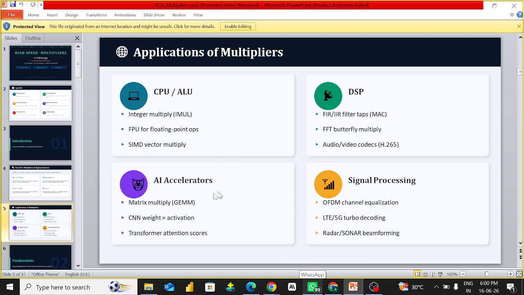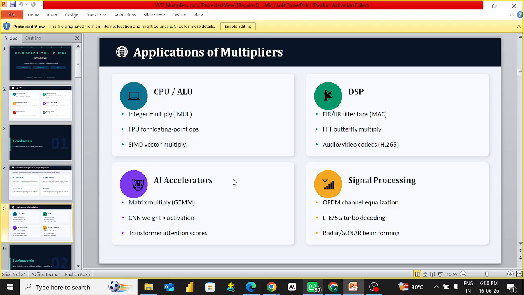So just a question: which field uses the highest number of multipliers today? Do you guys have any idea on this topic? So the answer is AI accelerators. AI accelerators is the field where you are going to use the highest number of multipliers. I'm not going to tell why, because if I say everything, you won't have that eagerness to study.